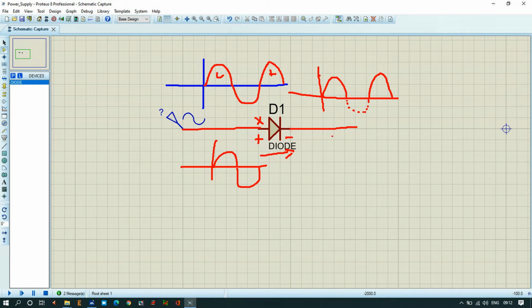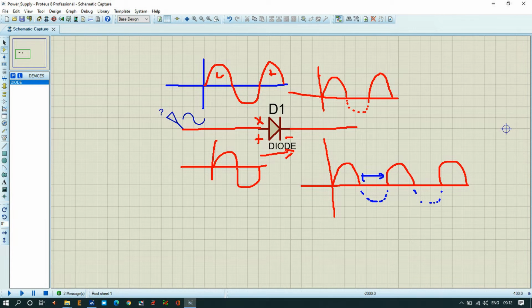This way, whenever we give a sinusoidal signal to the diode, the output has only the half cycles, with the negative half cycles blocked here. So we only get the positive half cycles, and then we have some delay between them. This is the delay where the negative half cycle has been blocked by the diode. So this is how the diode functions.